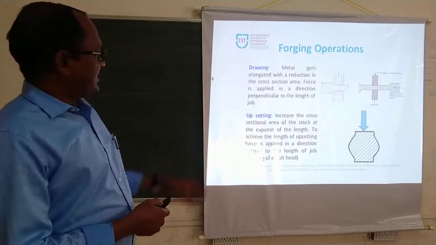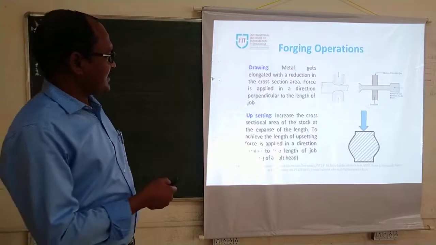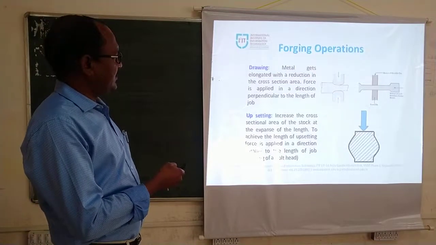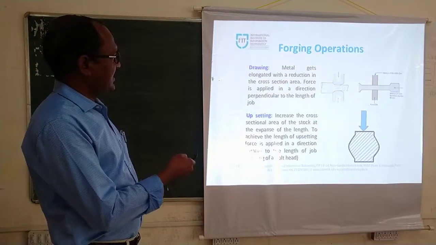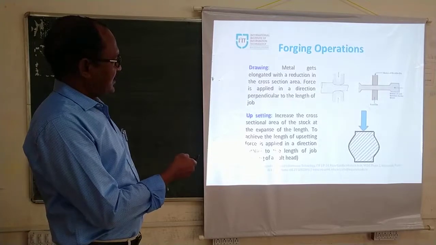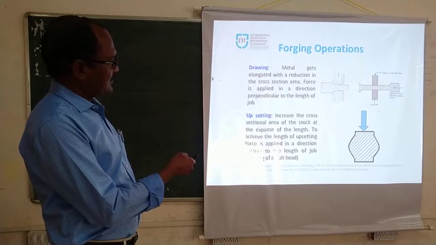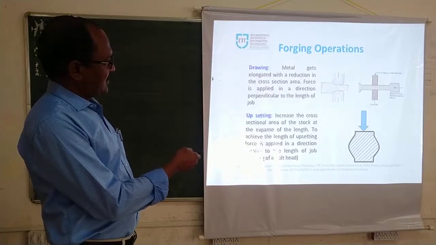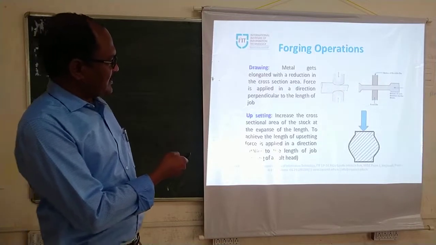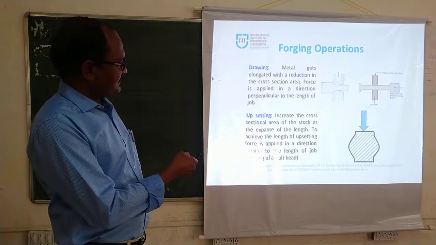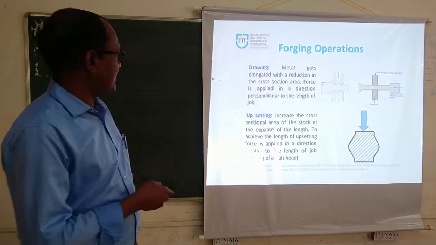So forging drawing, this is the drawing, means force is applied perpendicular to the length of the workpiece. This is the workpiece and from both sides you are applying a force. From this side you are applying a force and this force is perpendicular. What you are doing? In this case you are reducing the cross-sectional area of the workpiece. So that is the drawing.